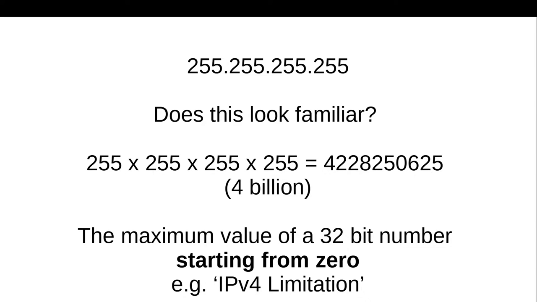It has a maximum addressable range of a little over 4 billion, and that is also known as the IP version 4 limitation, which was hit many years ago now, which was why things like NAT addressing was invented and stuff like that, because there were too many devices for them each to have their own individual IP address.